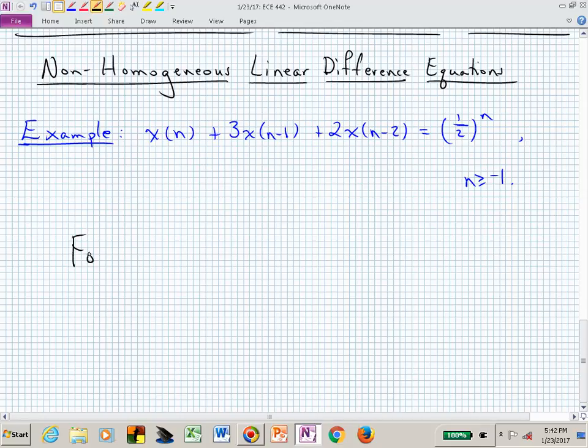To make that point, let me just remind us that the forcing function in this example is what I'm calling u sub f of n. In this case, it is 1/2 to the n for n greater than or equal to -1.